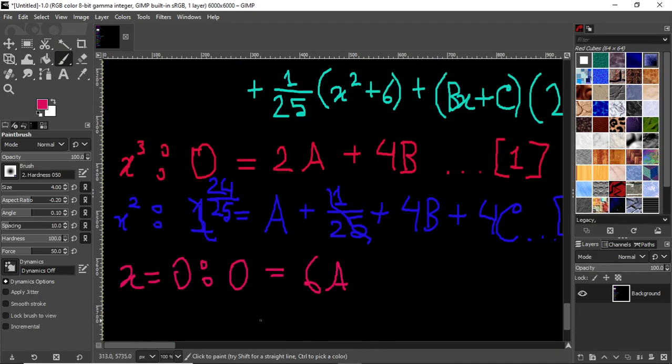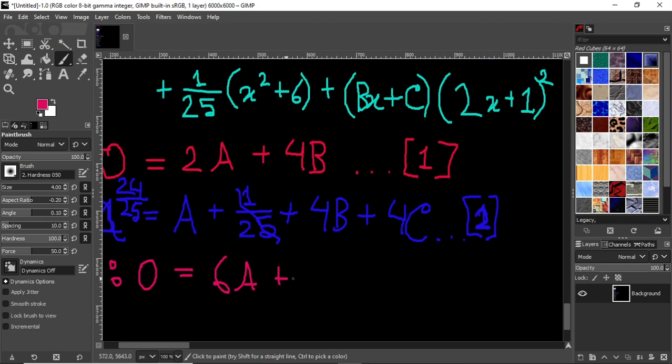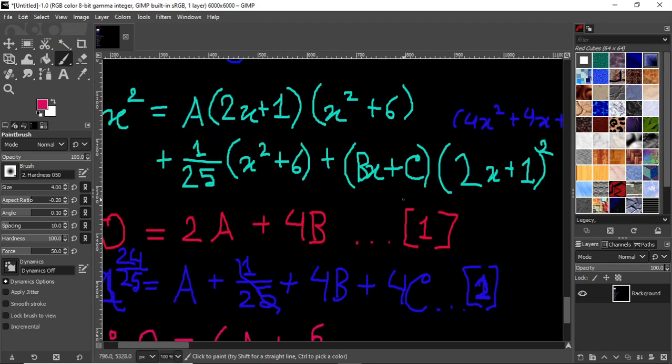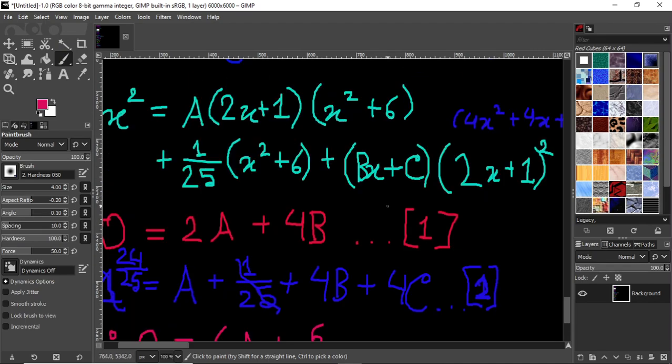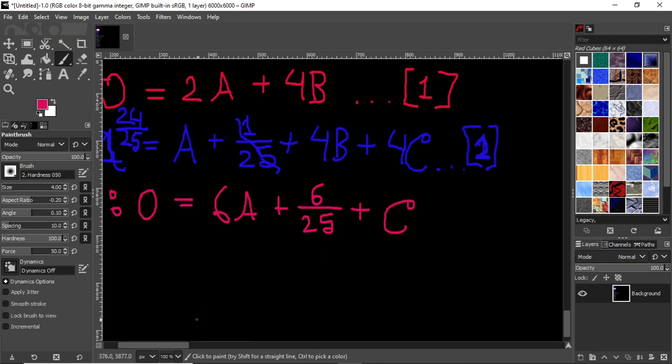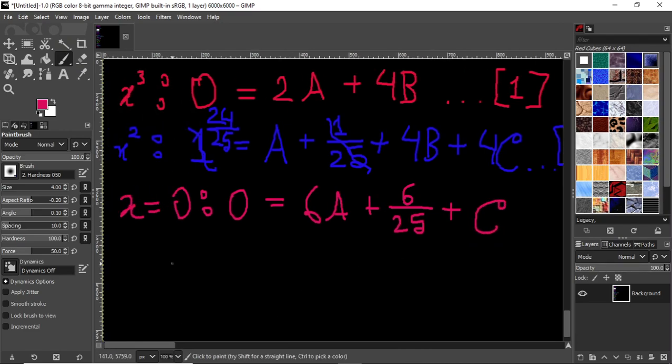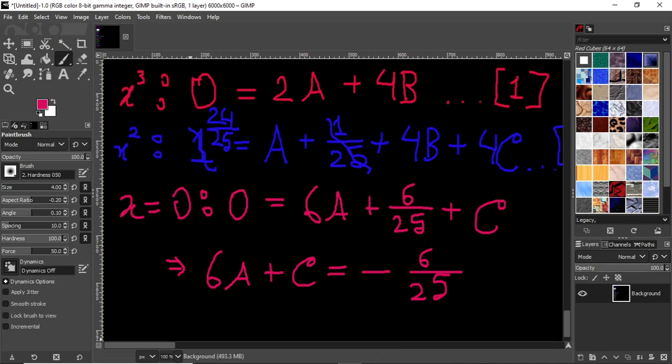I get 6 by 25 plus 6 by 25, 6 by 25 here, and so b into c cancels out, so just c here, and just 1 here, so plus c. That should give us that. If I just simplify this a bit, I get 6a plus c equals minus 6 by 25. This is our third equation.